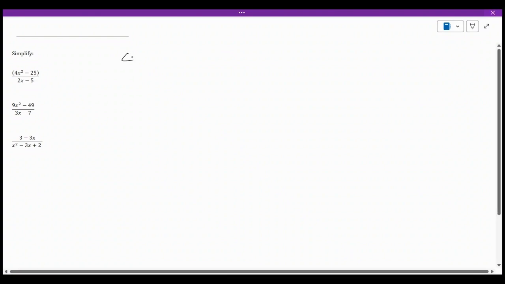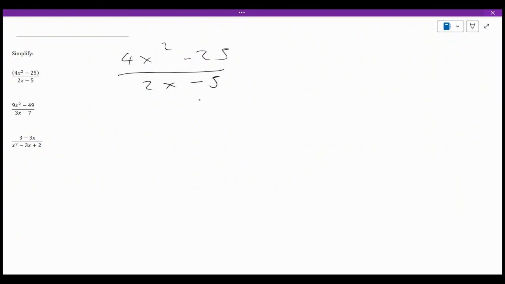So we have 4x squared minus 25 all over 2x minus 5. Now, is there anything significant that we can do with what's at the bottom? I don't think so. So let's move to the top.